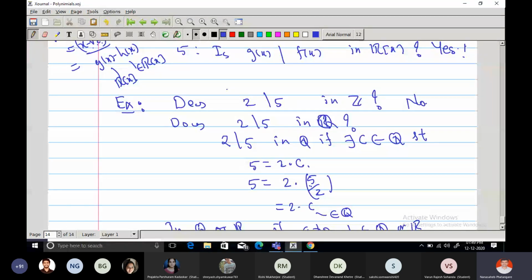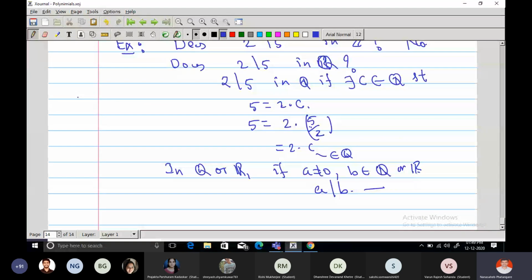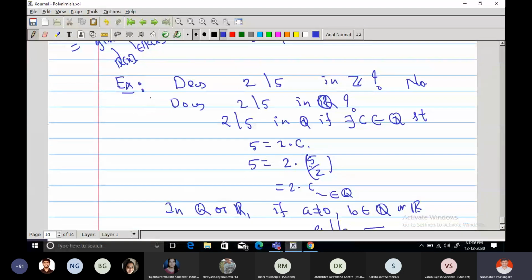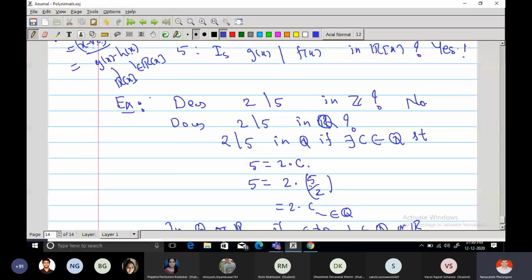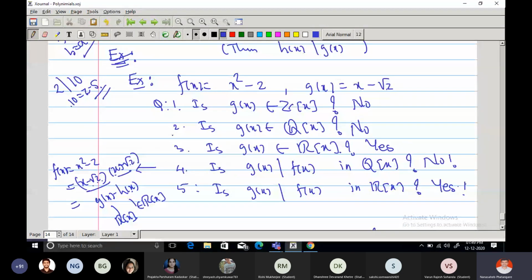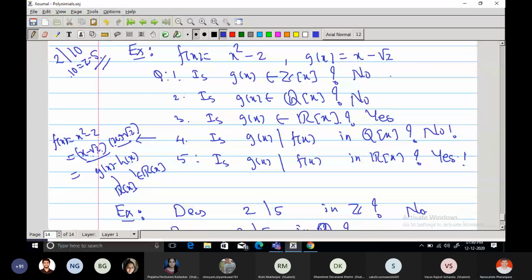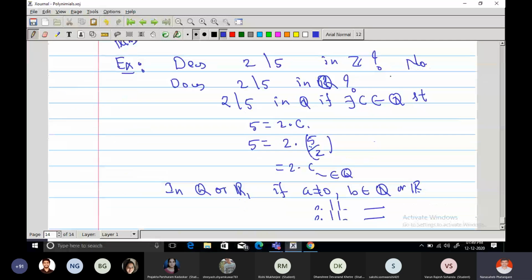Therefore, divisibility in which set, that is important. Divisibility means, does the factor exist in that set? That is what this says: x square minus 2 is divisible by x minus root 2 in R[x], not in Q[x] or Z[x]. That point you should note. Important point: divisibility in which set? Is it clear?